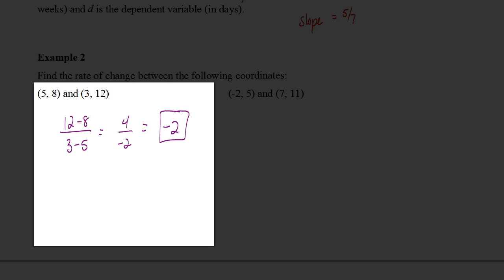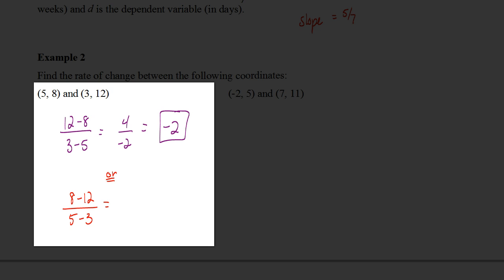Now, what if you had treated it differently? Let's say instead of doing 5 and 8 as our x1 and y1, we switched it around. So we could do it this other way, and you'll see that you still get the same answer. So if I took 8 minus 12, now I need to be consistent though. If I took the 8 minus a 12, I would need to take the 5 minus a 3.